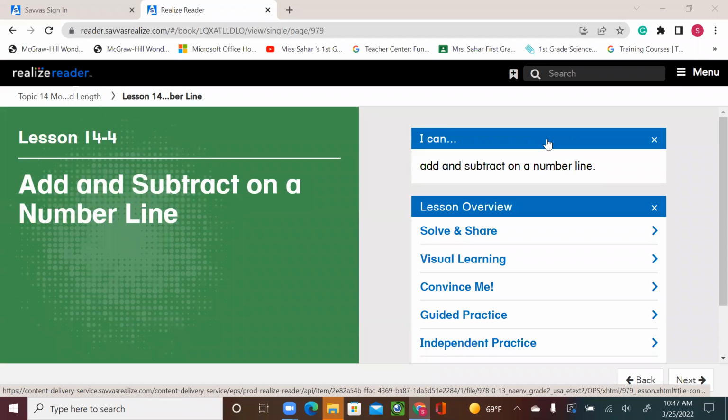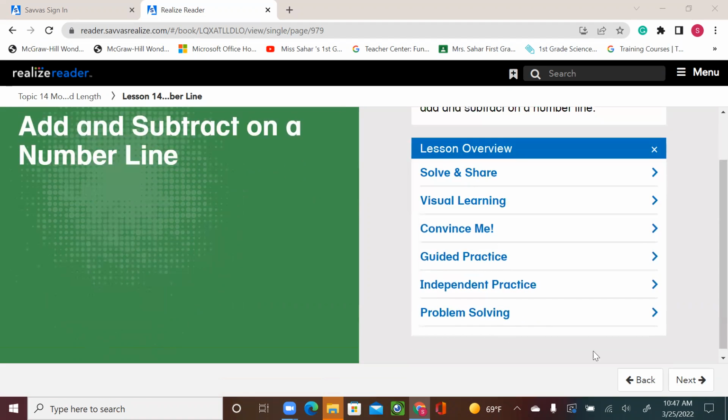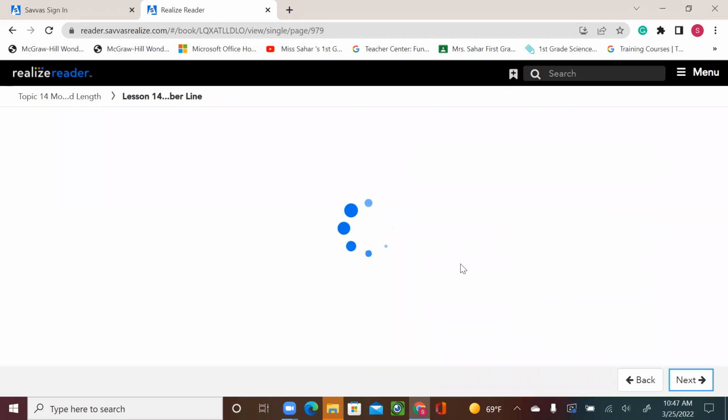Hello, second graders. Welcome to a new math lesson. We're still in topic 14. Today's lesson, lesson number 4, add and subtract on a number line. We did this before, but we're going to be using measurement and length in this lesson. So let's start.